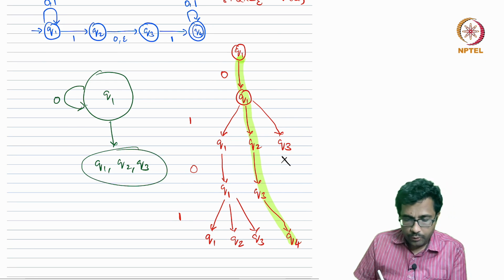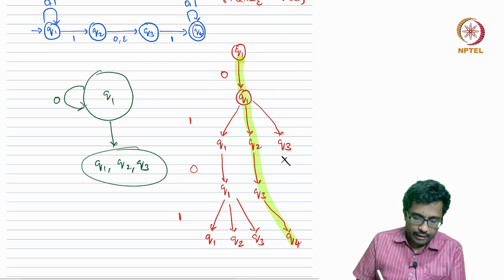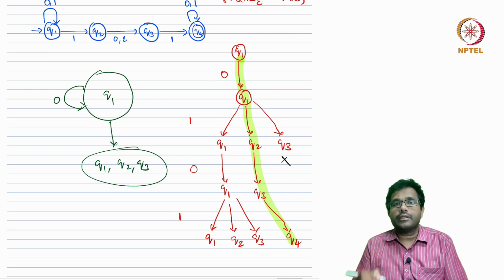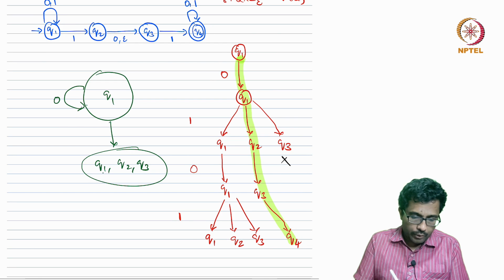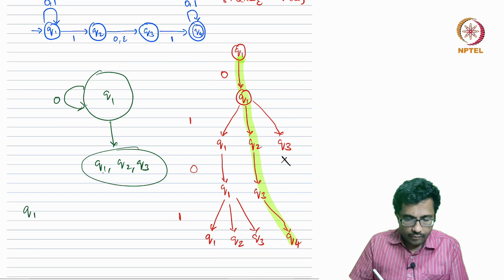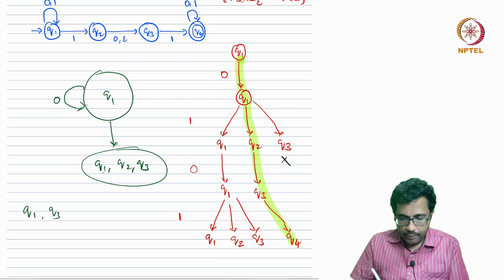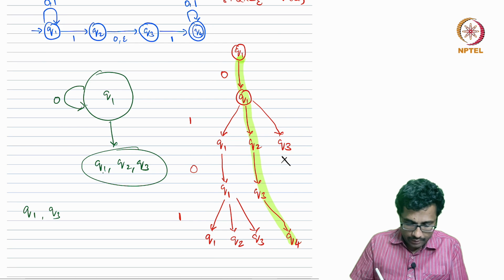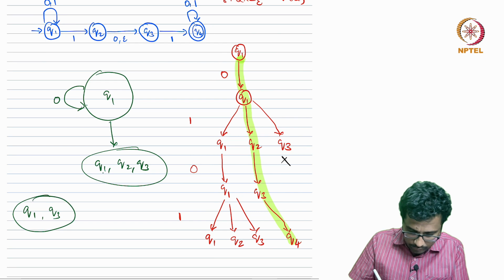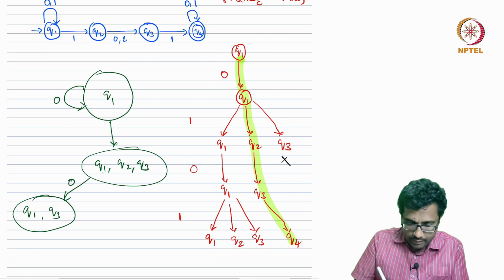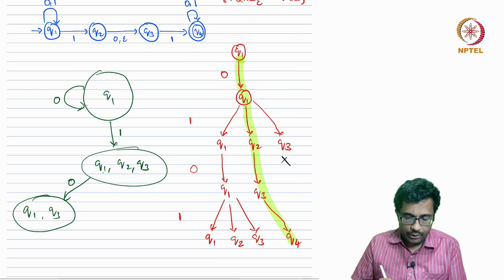Now from q1, q2, q3, if you have a 0, right? So for each of the three states here we have to see. If you were at q1, if you see a 0, you can go to q1. From q2, if you see a 0, you can go to q3. From q3, if you see a 0, there is nowhere to go, right? So there are only 2 next destinations possible if you see a 0, which means this arrow leads you to the set containing q1 and q3.